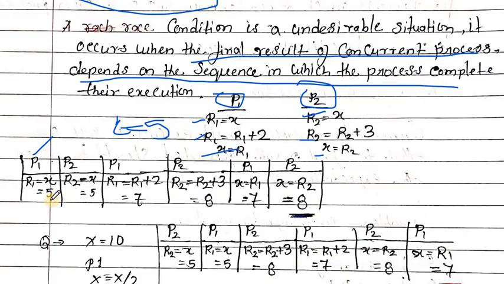Okay, now preemption happens. Now the P2 process will come on the CPU for execution. When P2 comes for execution, R2 is equal to X, and X is equal to 5. Now again preemption happens, and P1 comes again. Then the second line of code executes, which says R1 plus 2. R1 is 5 by the previous value, and 5 plus 2 is 7. So R1 is equal to 7.